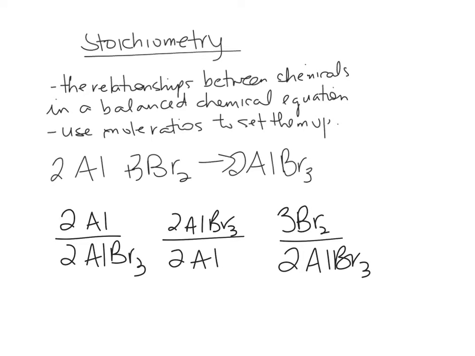So the thing about mole ratios is we can flip them and the relationship stays the same. We're going to use them to convert moles or mass of something into something else. The same relationship could be 2 aluminum bromides over 3 Br2. It's the same relationship.